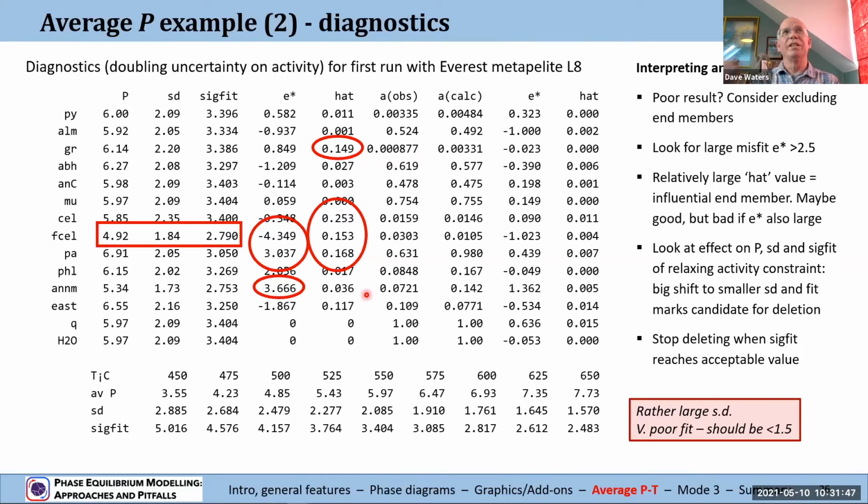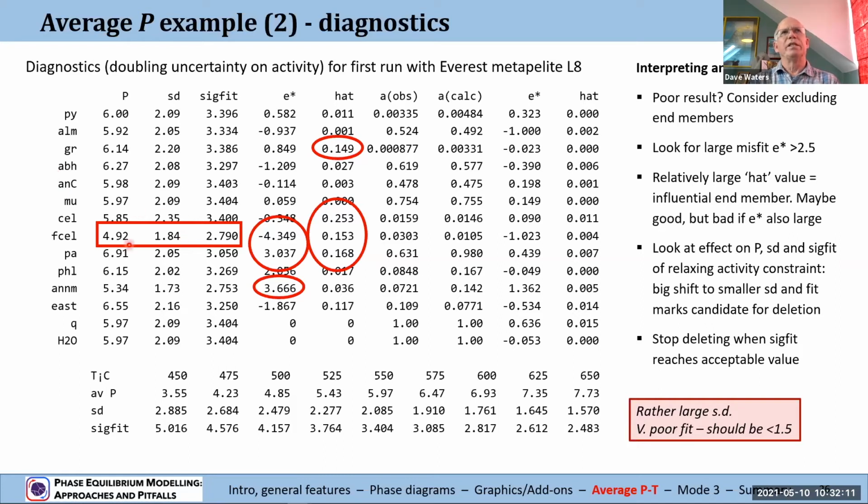Last thing to look for is, did that result make a big difference to these deletions? Well, they're not exactly deletion diagnostics. I should have explained that. They are things in which, rather than deleting an end-member and seeing the result, what Roger has done here is double the uncertainty on the activity and seen what the effect of that is.